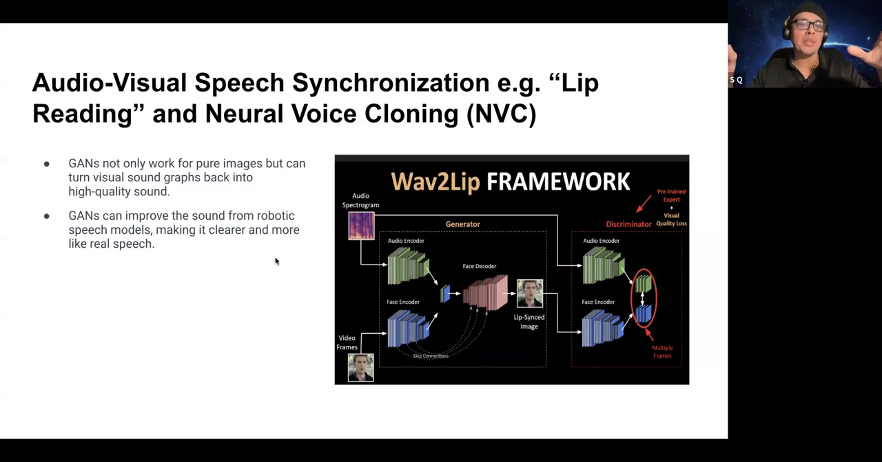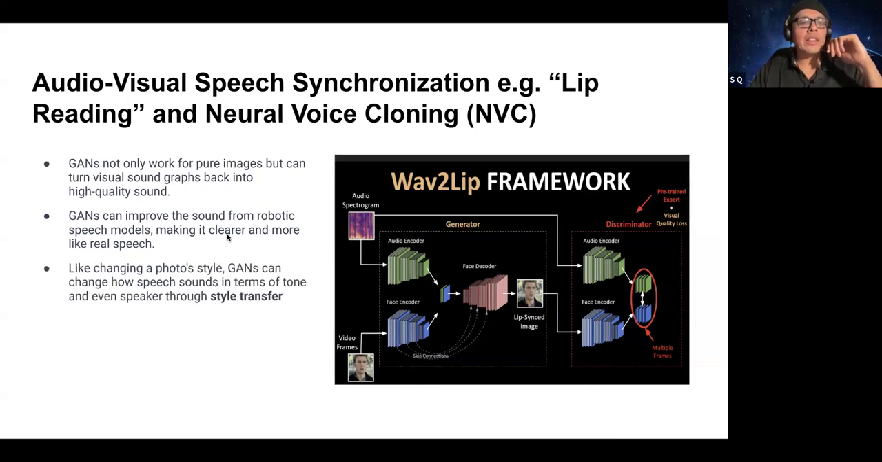There's a lot of legitimate uses for this. You could take a robotic voice and turn it into real speech. That's why you have these AI assistants sounding more realistic over time through voice synthesis. This entire process is called NVC, neural voice cloning. I'll go into that very slightly in the next slide.